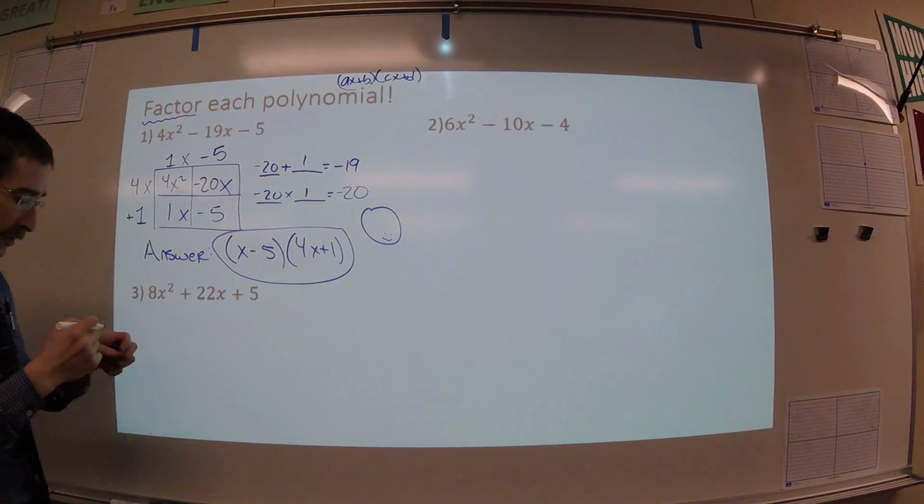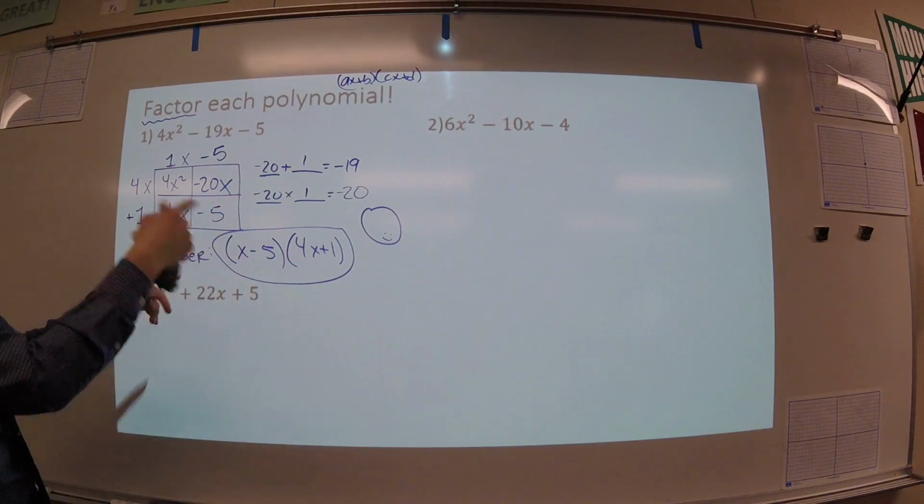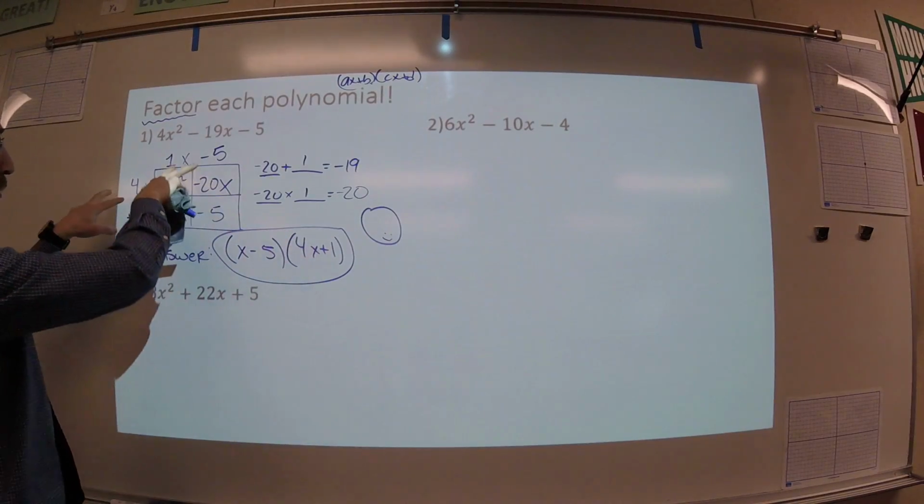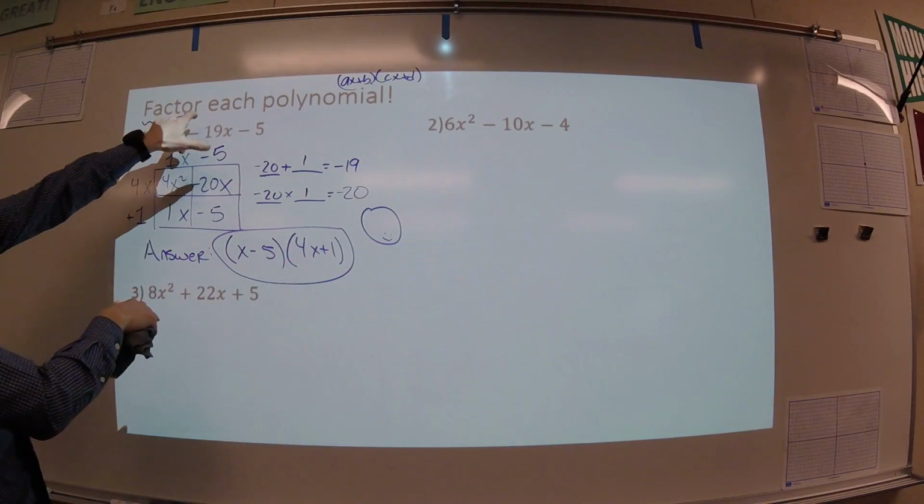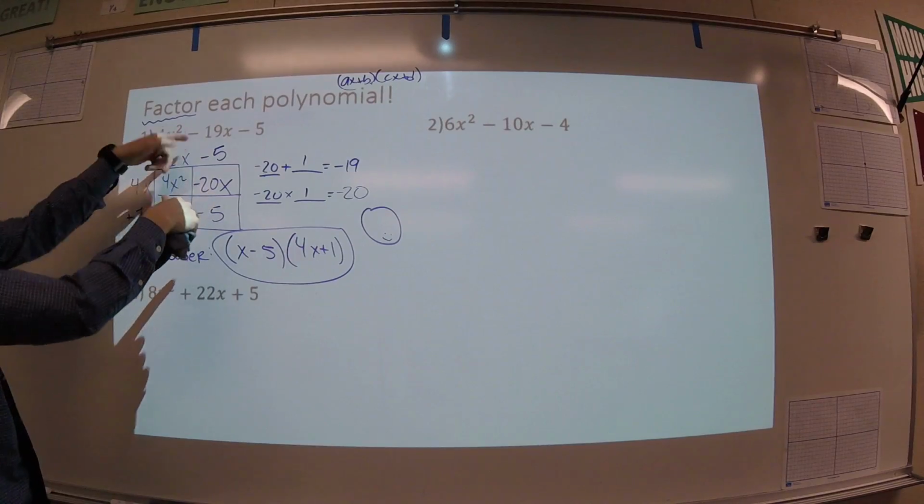We're happy. Yeah, that's good. That's it. That's a multiplication problem. You could multiply it through. If you were to multiply these, you would just do this: 4x plus 1, x minus 5. Multiply, multiply. You'd get that.